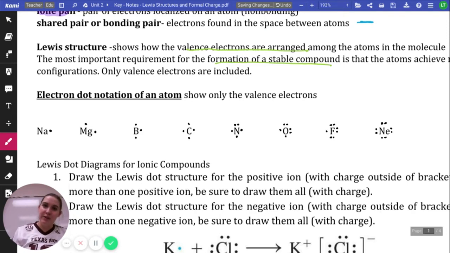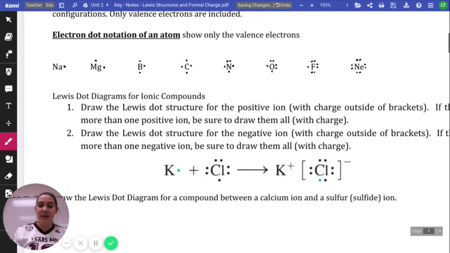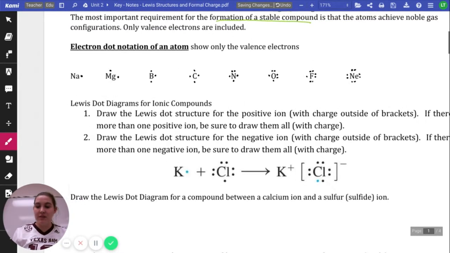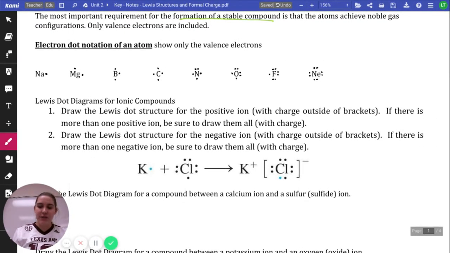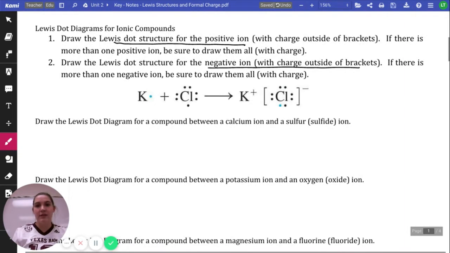So now we're going to start by doing ionic compounds. I think ionic compounds are really pretty simple. First up, we're going to draw the Lewis dot structure for the positive ion with charge outside of the brackets. If there's more than one positive ion, draw them all. Then draw the Lewis dot structure for the negative ion, again with charge outside the brackets. If there's more than one, draw them all. This is an example of what it looks like. You can see we have our potassium and we have our chlorine. When they react together, they form that positive potassium with that negative chlorine.